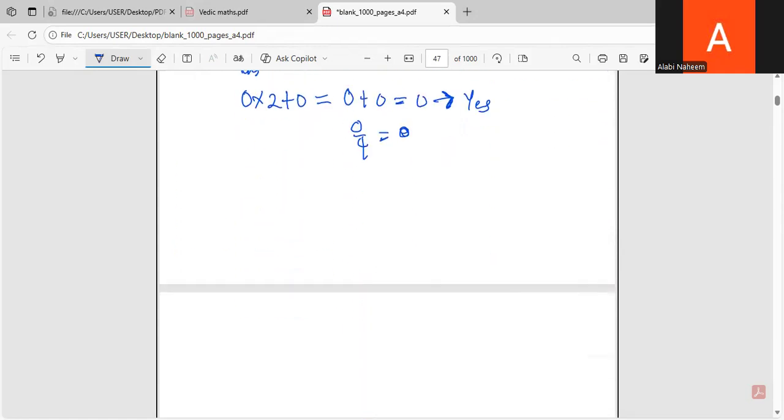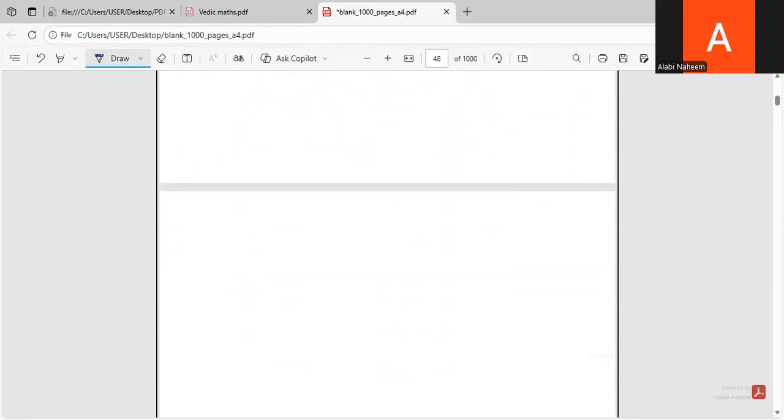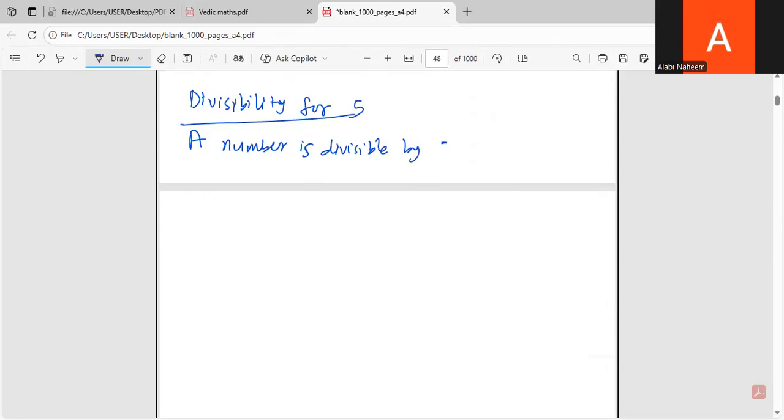Move to the rule for 5. This is the divisibility rule for 5. A number is divisible by 5 if it ends in 0 or 5. This is quite simple. A number is divisible by 5 if it ends in 0 or 5.